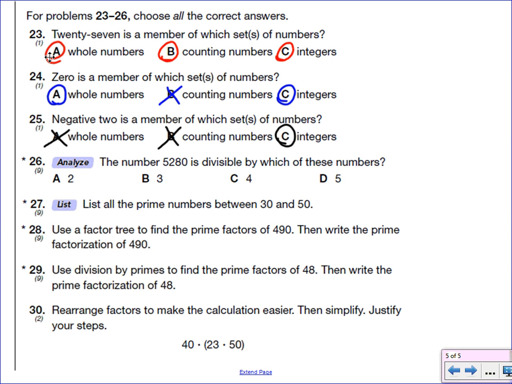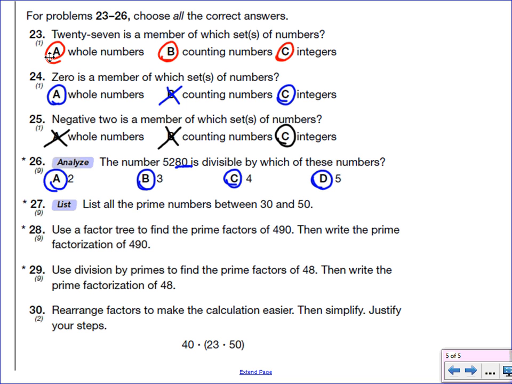The number 5,280 is divisible by which of these? Since it ends in a 0, it's even. It's divisible by 2. If I add up 5, 2, 8, and 0, 5 plus 2 is 7, plus 8 is 15. 15 is divisible by 3, so 5,280 is divisible by 3. The last two digits make 80. 80 is divisible by 4, so it's divisible by 4. And it ends in a 0, so it's divisible by 5. So it's divisible by all of those.